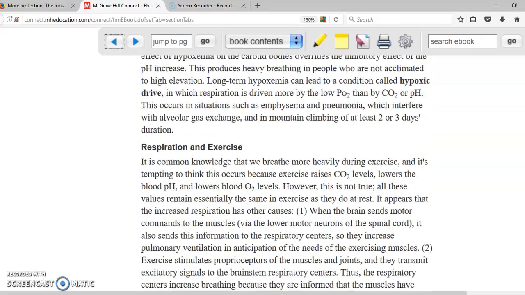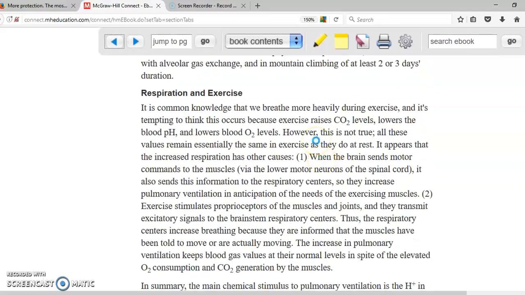Next one is respiration and exercise. The changes in ventilation when you exercise are not because you actually produce more carbon dioxide or temperature, but because the brain tells your muscles to start working faster, and also it's going to tell directly your respiratory system to start breathing faster to adjust the levels of oxygen to the metabolic needs that your muscles are going to have.